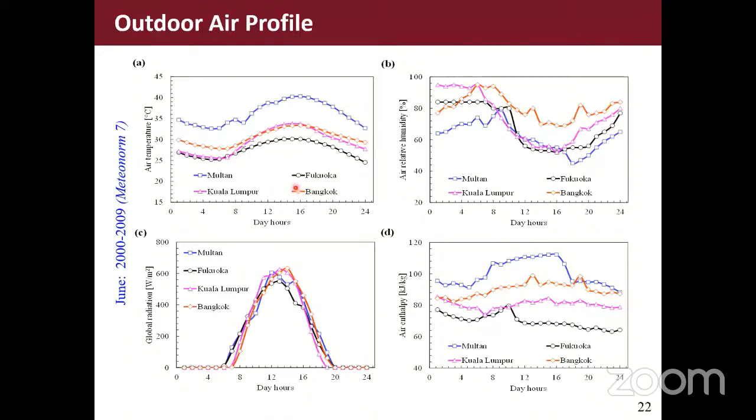These are the results. This is the outdoor air profile of different cities: Multan, Fukuoka, Bangkok, and Kuala Lumpur. It shows how the air temperature, global radiation, air enthalpy, and air relative humidity change with respect to time. This is just a simple representation of the outdoor air conditions.